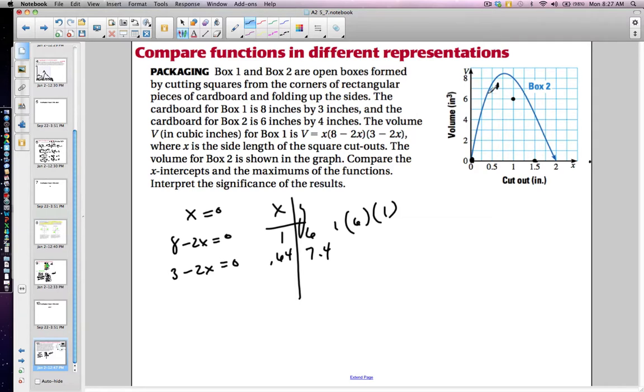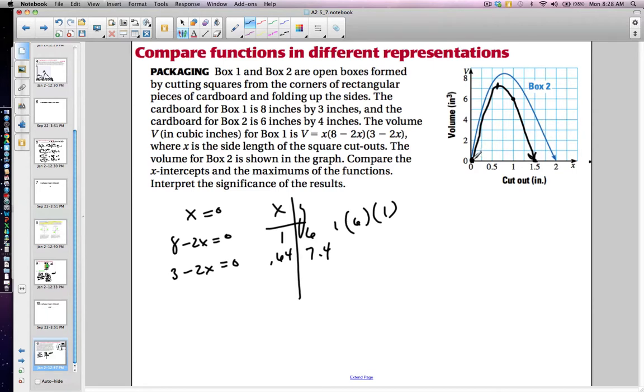If I go ahead and put some more values in, at 0, I'm at 0. At 2, I'm at -8, so that's kind of unhelpful, but you can see that I've got a graph that's going to look something like this. All right, graphing it with the other graph allows me then to make a comparison. You can see that box 2 has, in general, a greater volume for the given sizes.